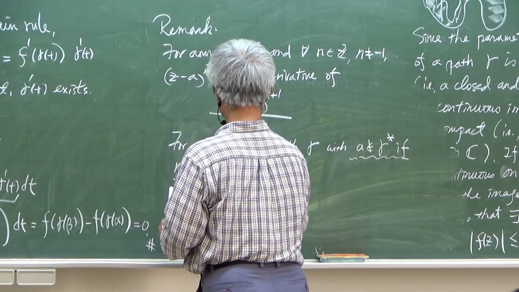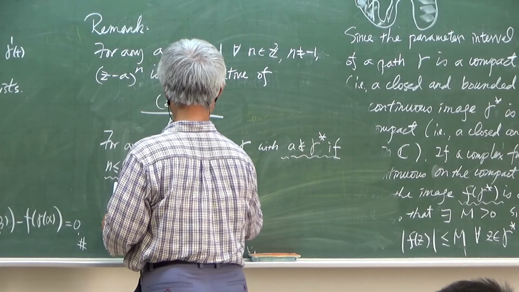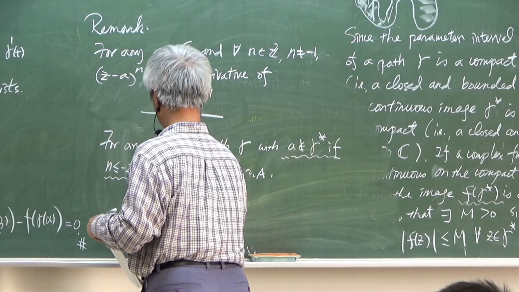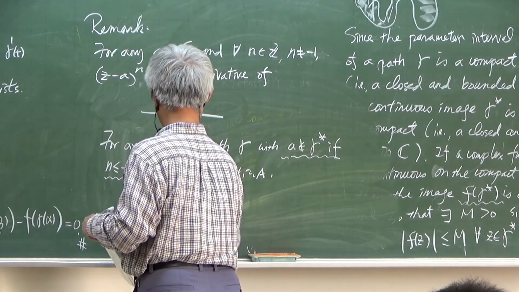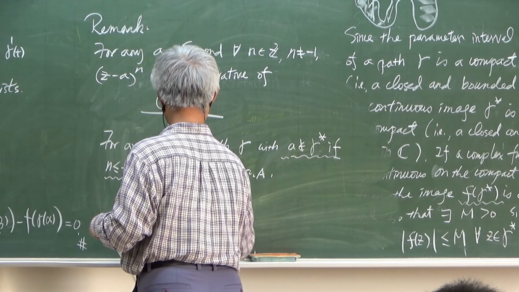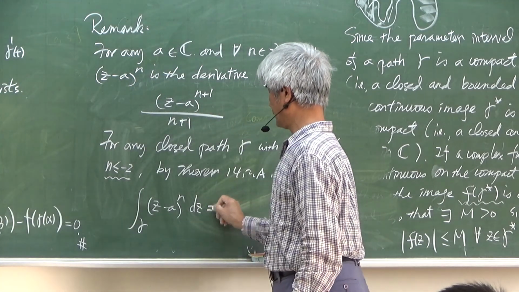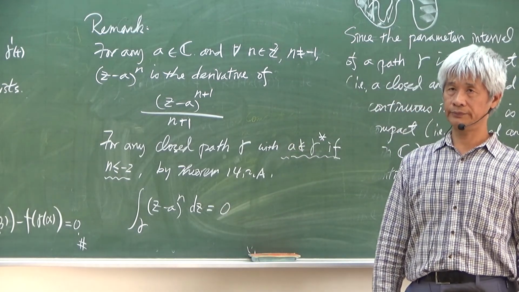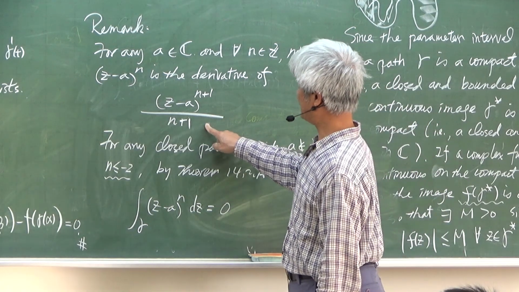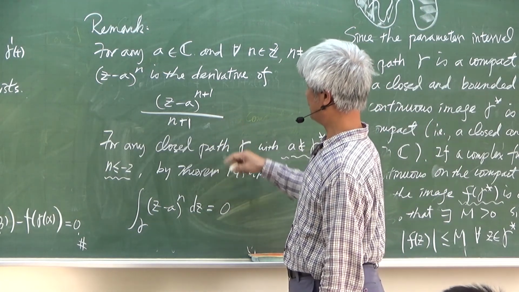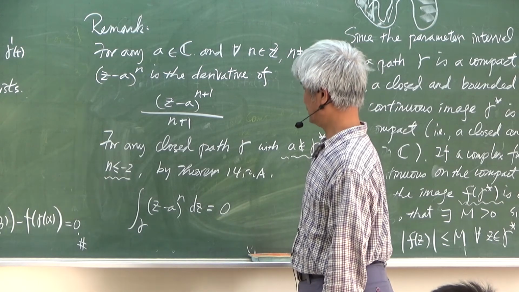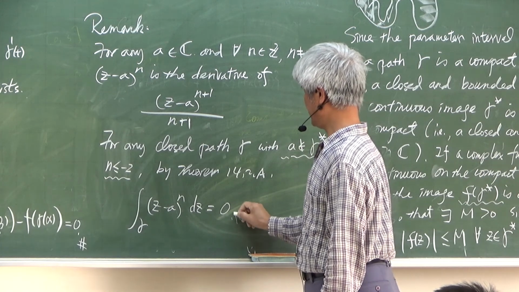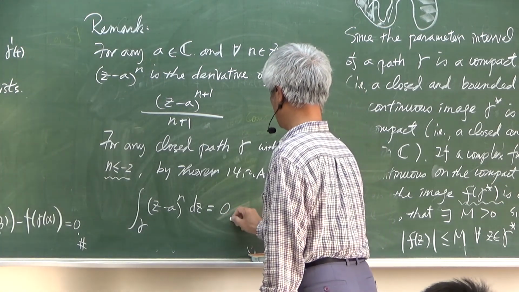Okay. Now by theorem 14.2.8, the integral of z minus a to the n dz, we find that this integral is equal to 0, because this one is continuous, of course. So this is what we have.